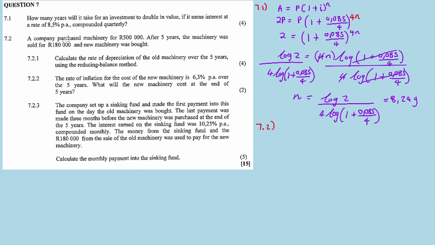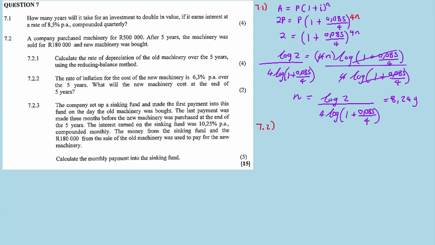7.2, but the company purchased machinery for 500,000. After 5 years, the machinery was sold for 180,000 rand, and new machinery was bought. 7.2.1, but if we calculate the rate of depreciation of the old machinery over the 5 years using the reducing balance method.